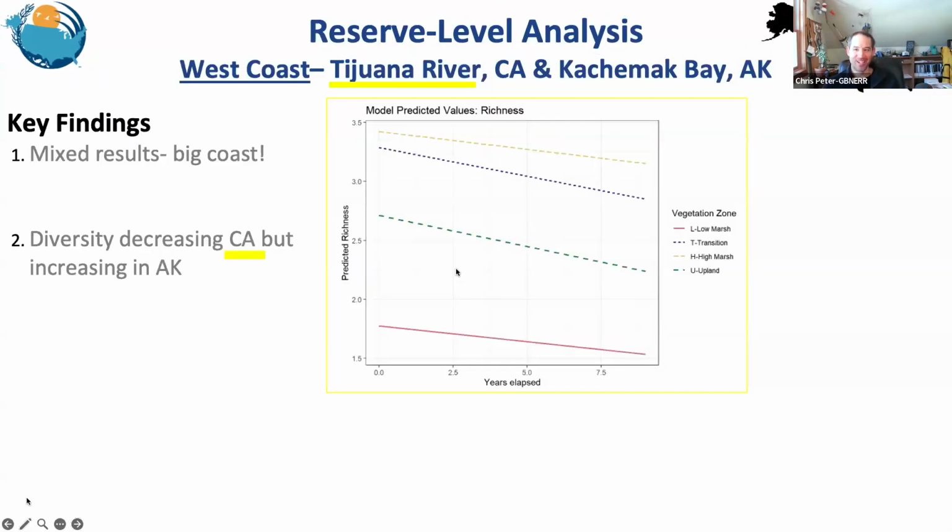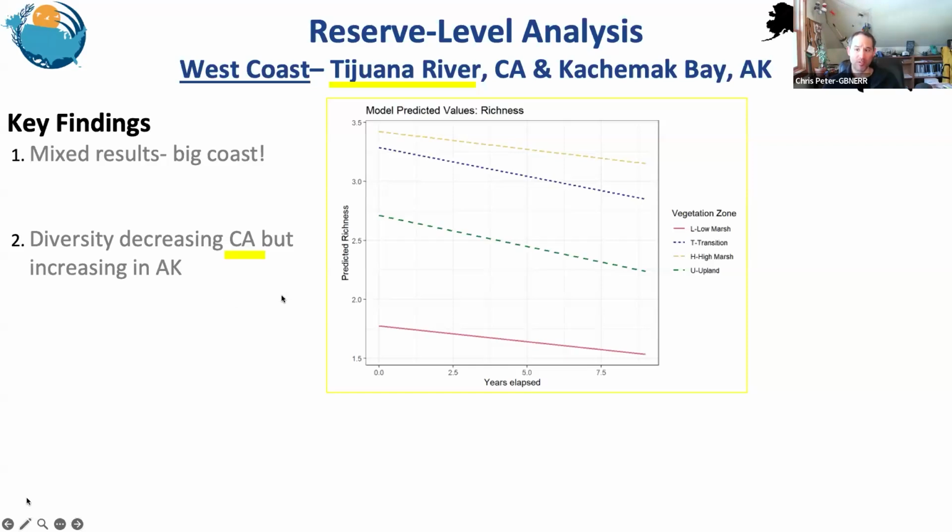Now, lastly, I wanted to point you towards reserve-level results. So this time I want you to pay attention to results. I'm going to highlight different coasts here. And feel free to facilitate me, Nick or Lauren, if I'm running out of time here. So I'll try to do this quickly.